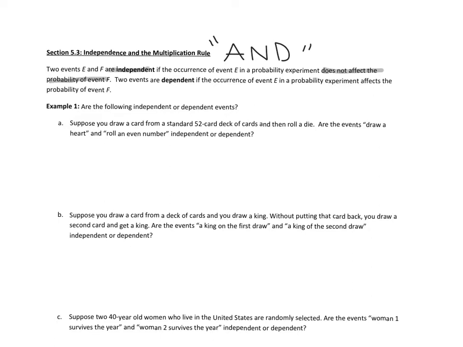All right, mutually exclusive is common outcomes or not common outcomes. Independence and dependence has to deal with the probability. And likewise, two events are dependent if the occurrence of event E affects the probability of event F. All right, so let's look at some examples. Are the following independent or dependent events? So again, that means we're going to be focused on the probability. So think probability in this case.